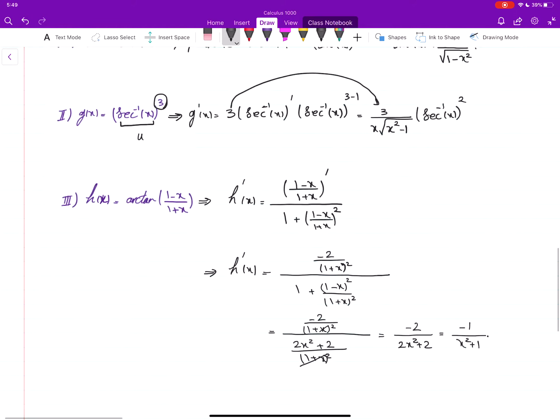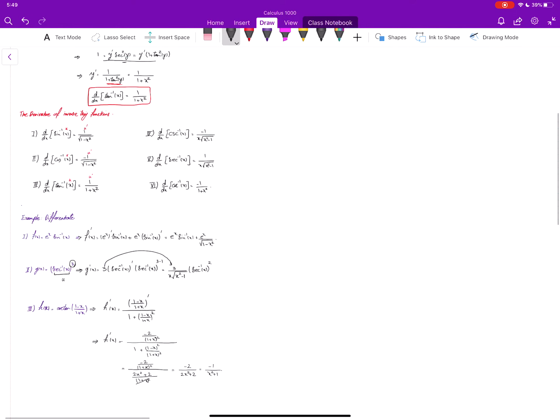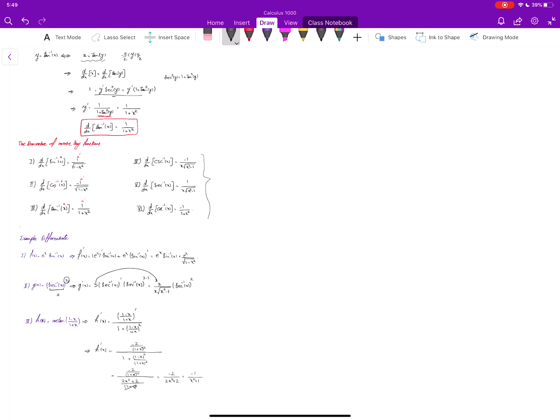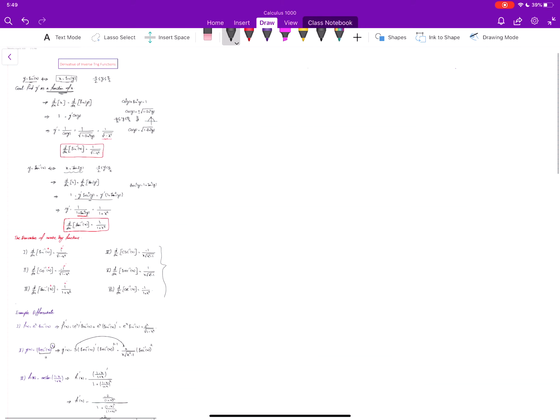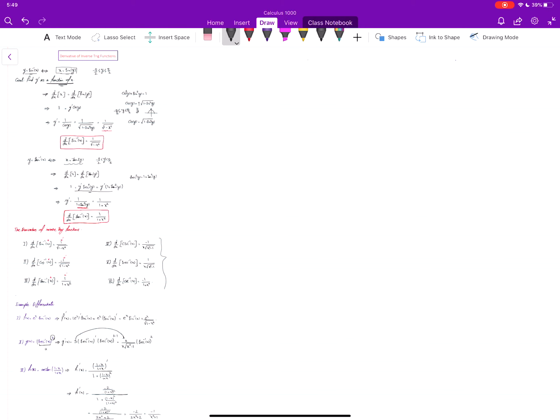Well, these were the examples we had here. So you have to learn these new rules, and you see how we obtained these rules by applying implicit differentiation.